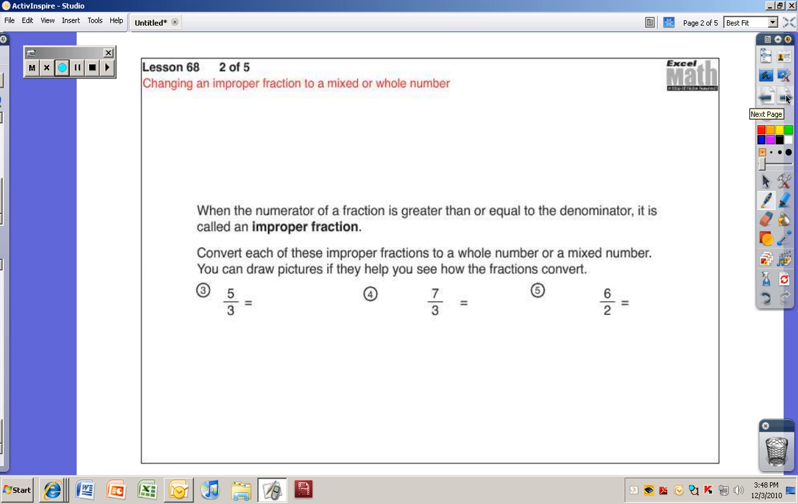When the numerator of a fraction is greater than or equal to the denominator, it is called an improper fraction, as I showed you earlier. Convert each of these improper fractions to a whole number or a mixed number. You can draw pictures if they help to see how the fractions convert. Let's go ahead and draw pictures. 5/3. If I take 1 whole, cut it into thirds, I've got 1, 2, 3/3. And this is 5/3, so I need 2 more thirds. I could do the same thing again here, and I've got 2 more thirds there. So what do I have? I have 1 whole, a third, and a third. That's equal to 2/3. So I have 1 2/3.